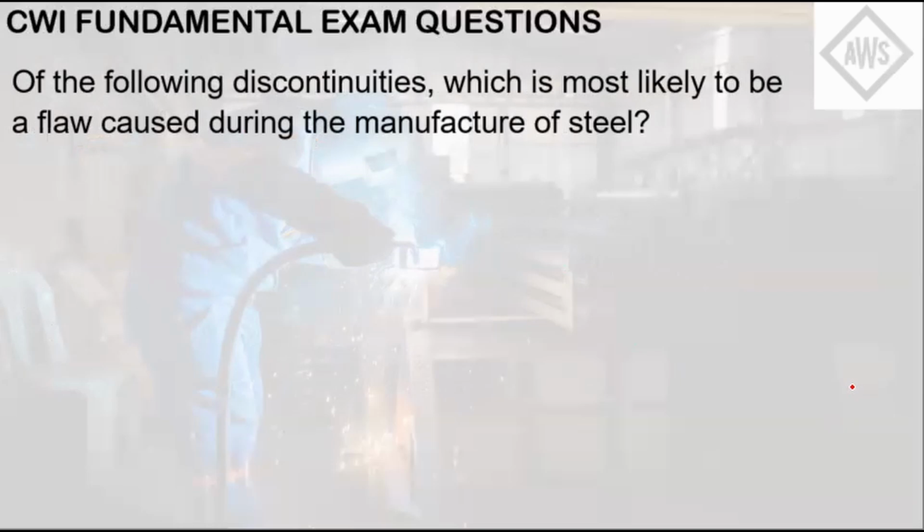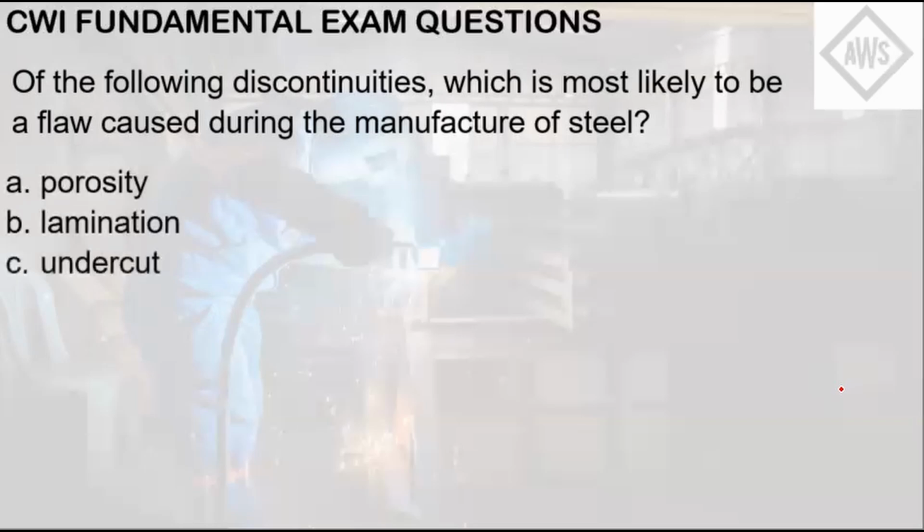Of the following discontinuities, which is most likely to be a flaw caused during the manufacture of steel? A, porosity; B, lamination; C, undercut; D, crack; E, slag inclusion. For the choices here, porosity occurs due to moisture or the presence of hydrogen in the weld. Undercut is where a notch is formed by metal being melted away from the weld zone.